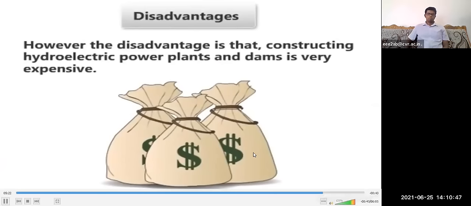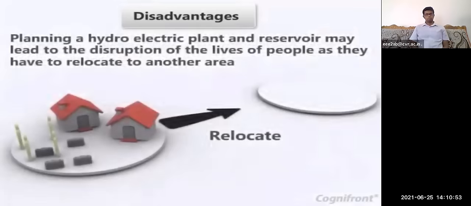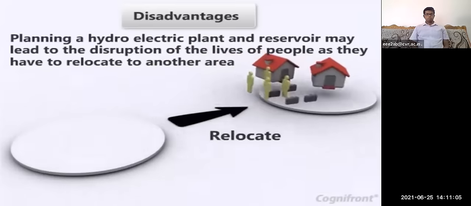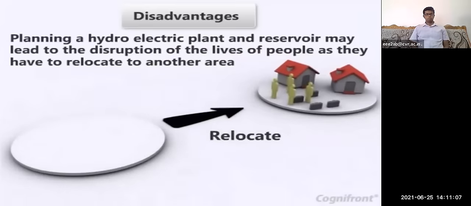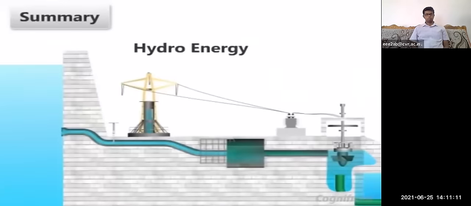However, the disadvantage is that constructing power plants and dams is very expensive. It requires large area. Another disadvantage is that planning a hydroelectric plant and reservoir may lead to the disruption of the lives of people living in that area as they have to relocate to another area.